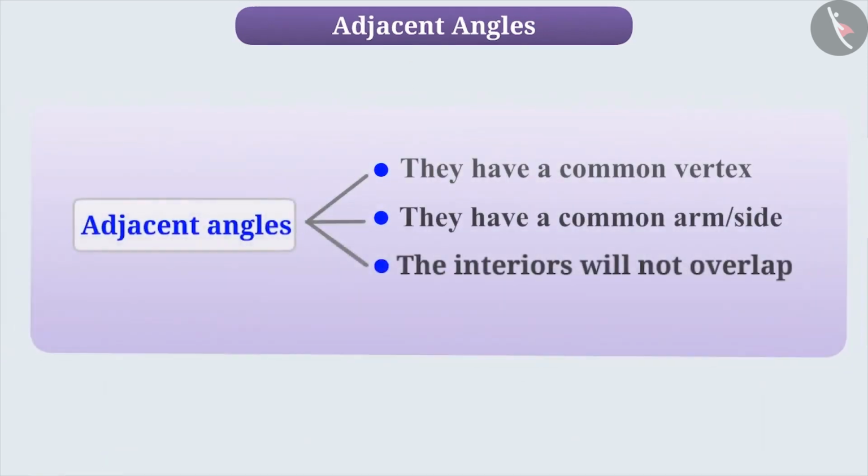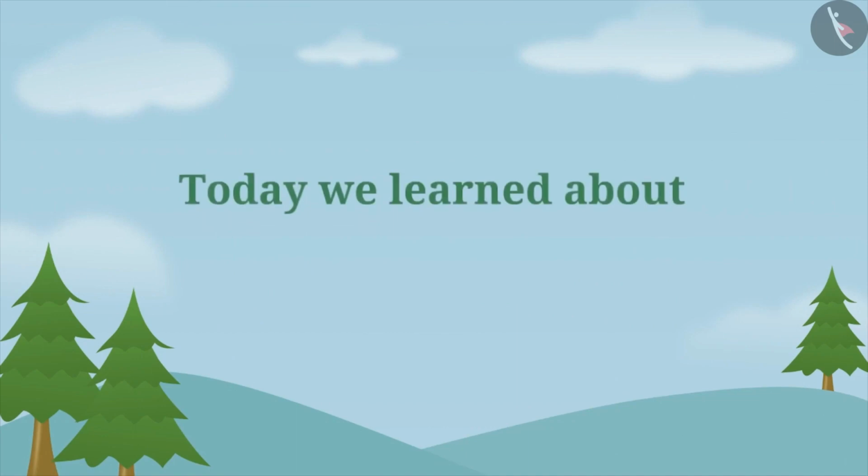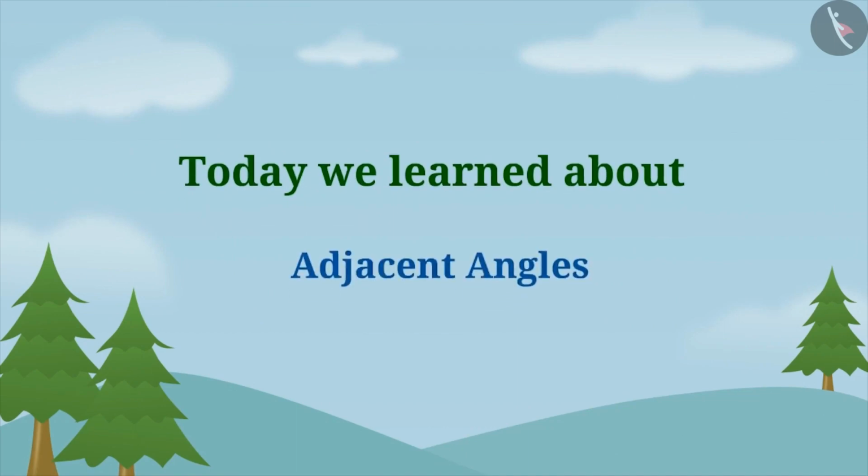Always remember that we can call any two angles adjacent angles only when they comply with all the three conditions. If even one of these conditions is not satisfied, the angles will not be called adjacent angles. So today we learned about adjacent angles. In the next video, we will learn about linear pairs.